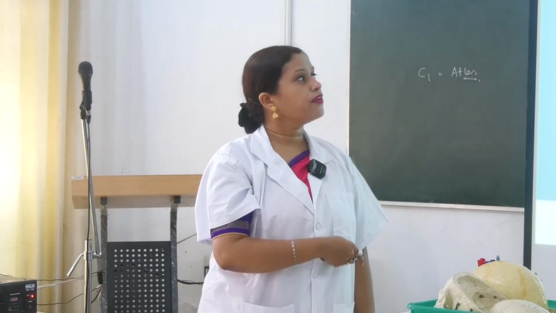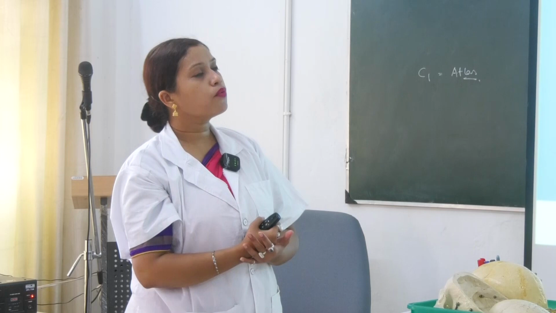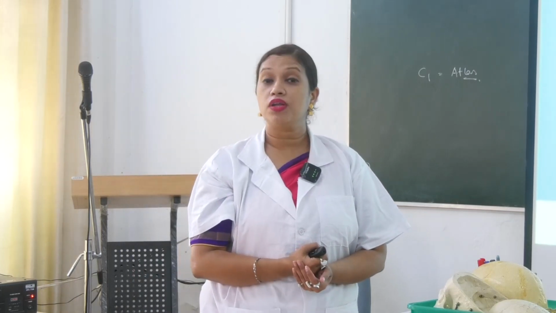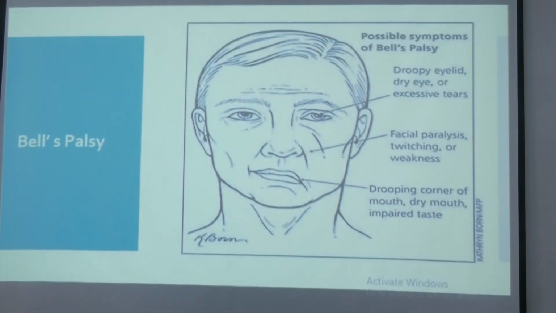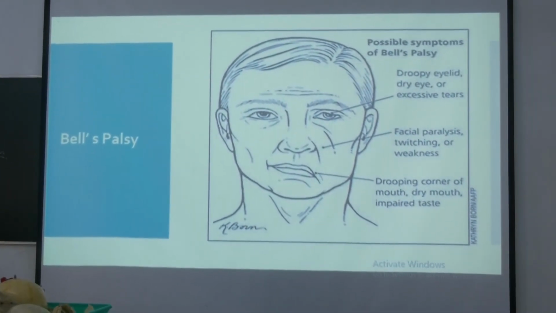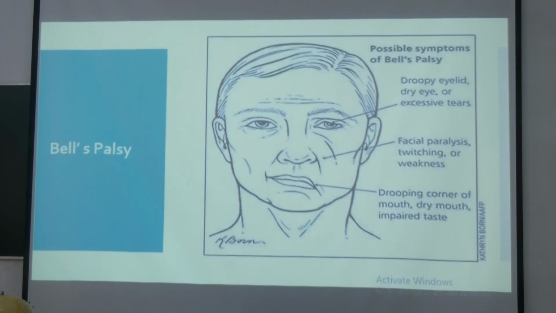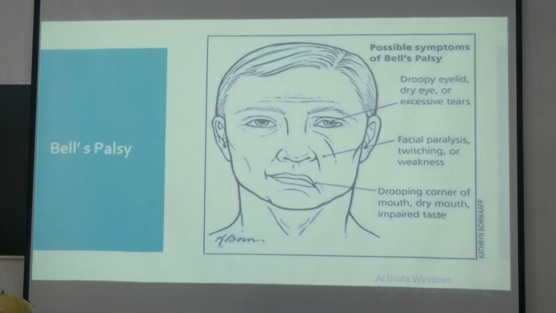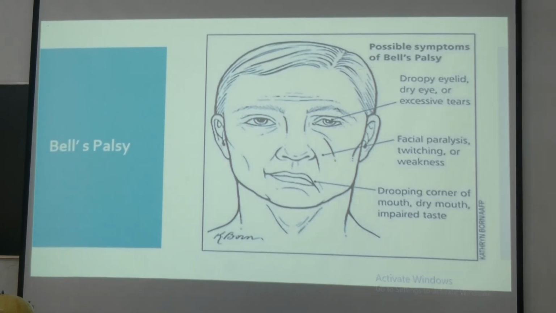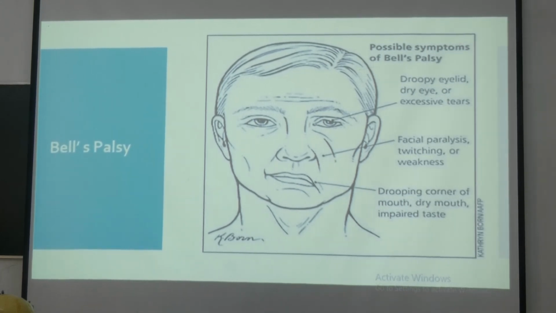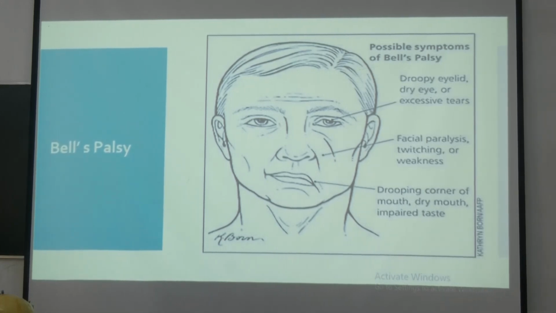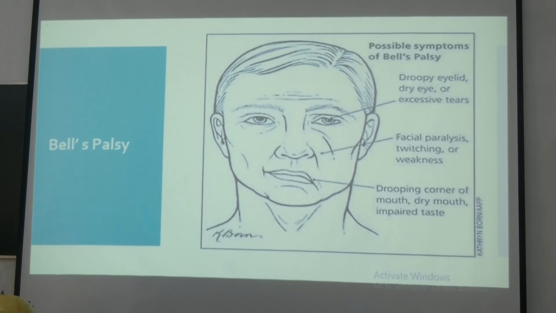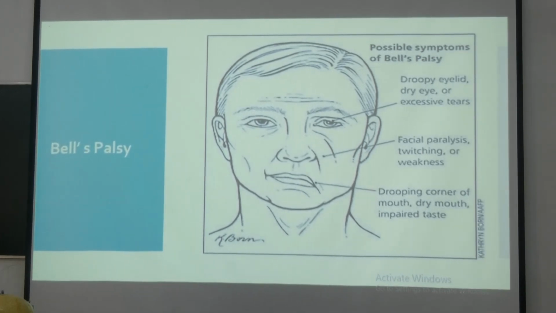Okay, so what are the features you will get in Bell's palsy? Number one is drooping of eyelid, যেটা আমি বললাম ptosis. Drooping of eyelid. Second one is dry eye, also known as xerophthalmia. Then the third one is excessive tear. So এটাকে কি বলে? Epiphora. Write it down. Epiphora.